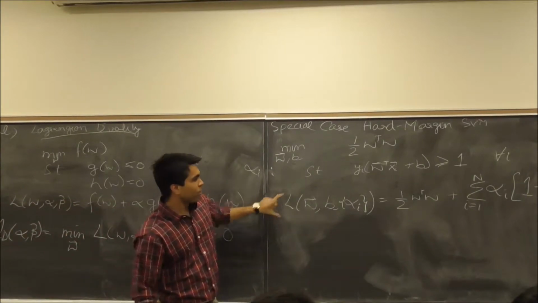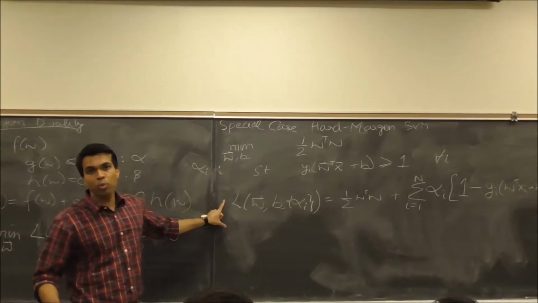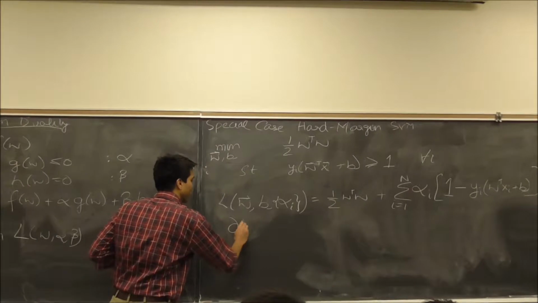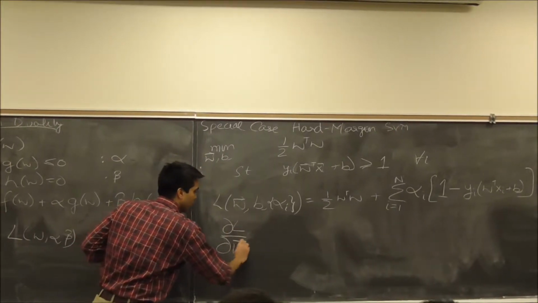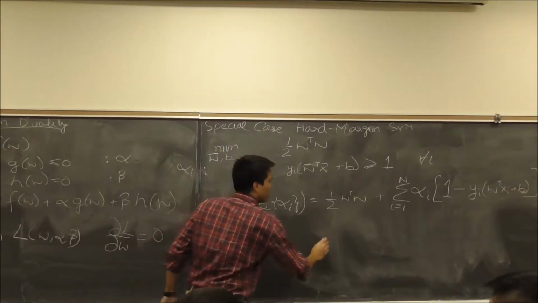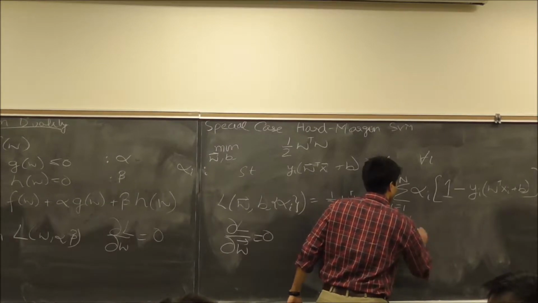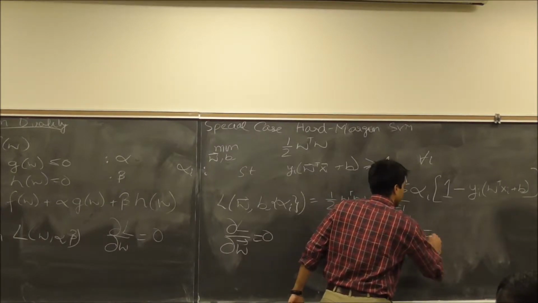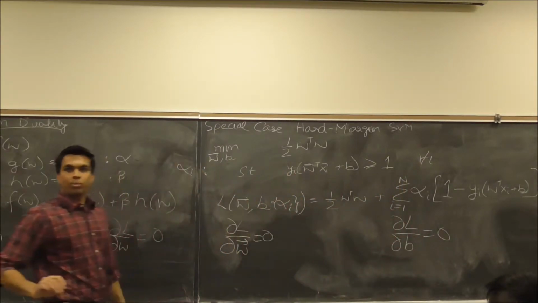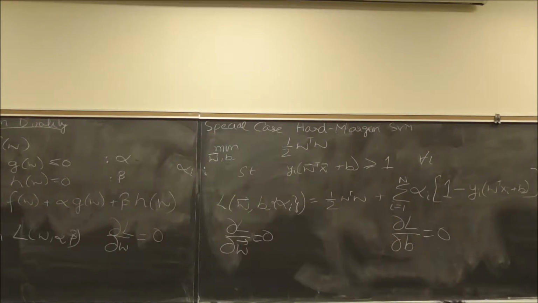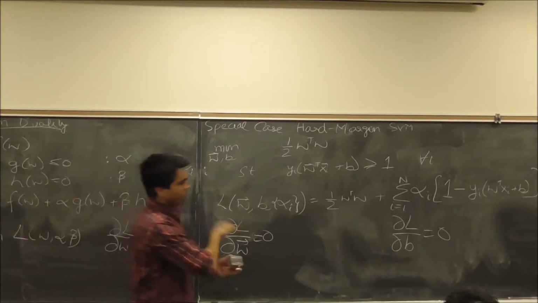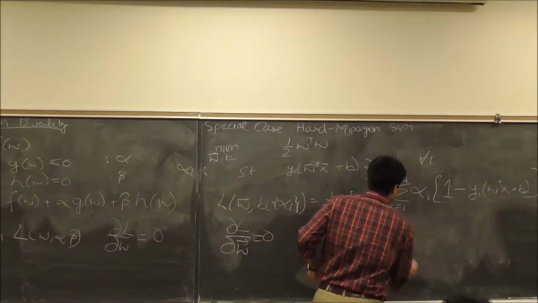Let's write that condition down here. We'd have to perform two gradients, since there are two primal variables. This has to be equal to zero, and this has to be zero. It's two primal variables. I'll do one of them, and the other one I'll do there, but it's actually pretty easy.